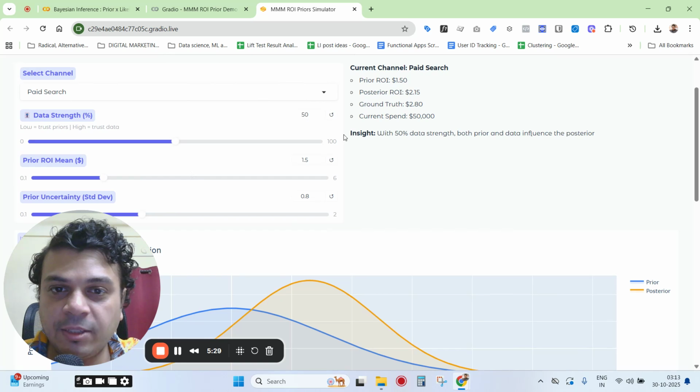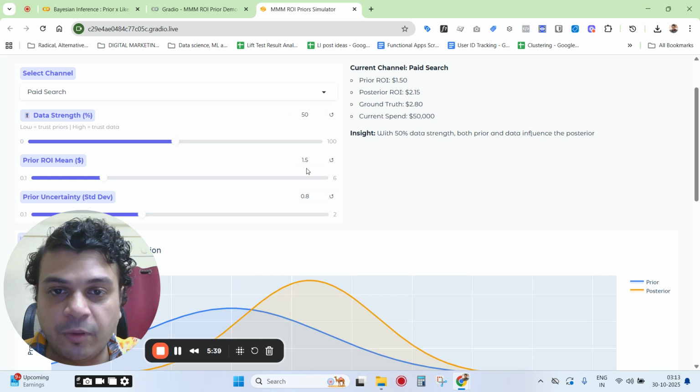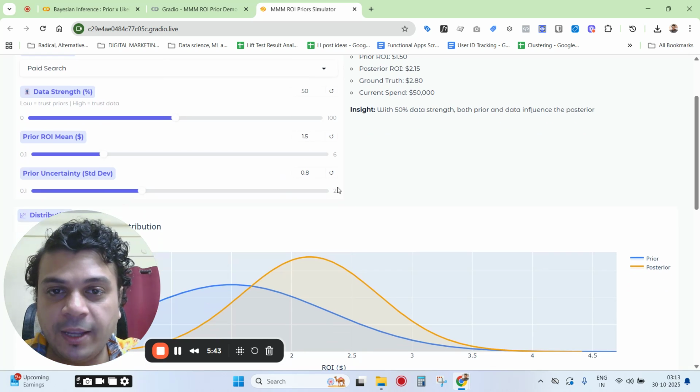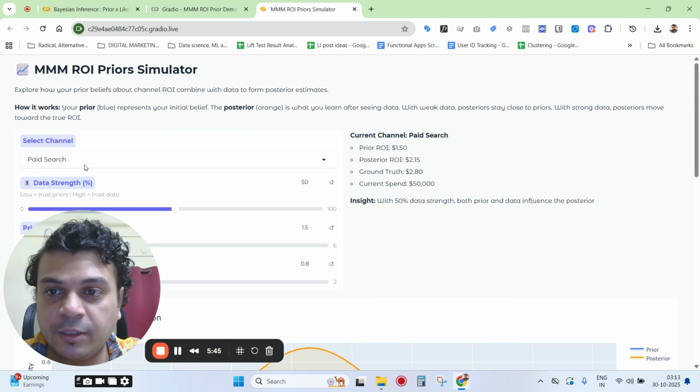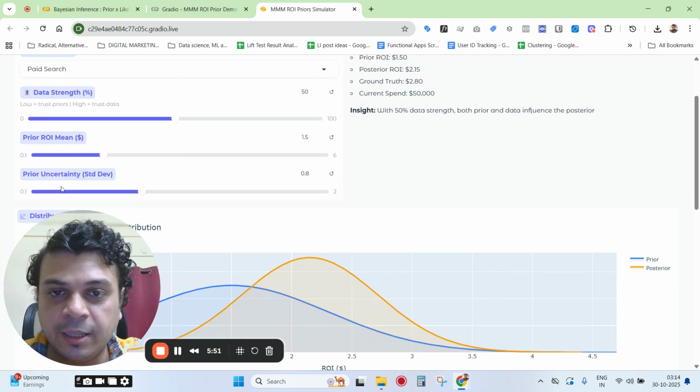Your data strength is currently 50%. Your prior strength is a prior ROI mean. This is something that you provide. For instance, in Google's Meridian MMM, you can actually provide this ROI per channel, and you can see that this is for paid search here. This particular dummy example shows you. I'll show you at least one other channel, and you can change that.